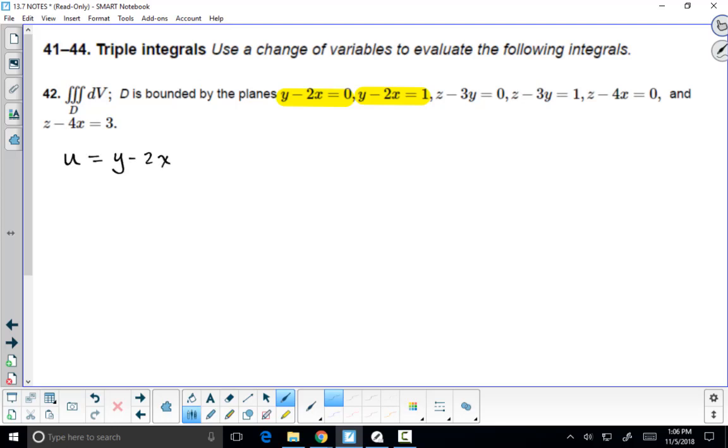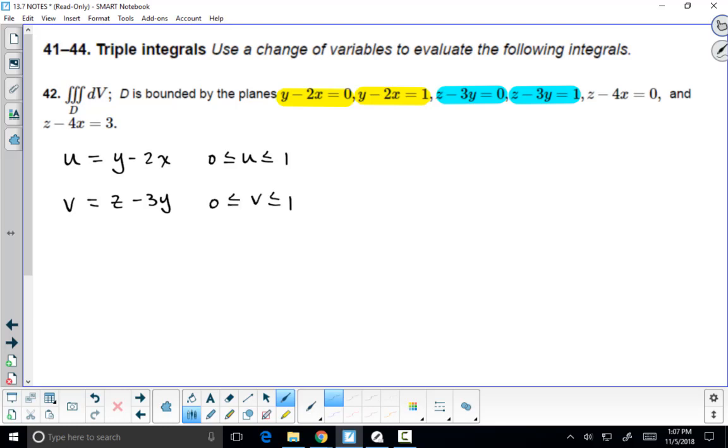And then u would go from 0 to 1. The way the book always writes it is 0 less than or equal to u less than or equal to 1. And then if we look at the next pair, we have z minus 3y and z minus 3y. That's going to give us a choice for v, and it looks like v will then go from 0 to 1.